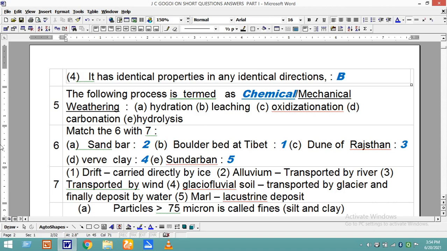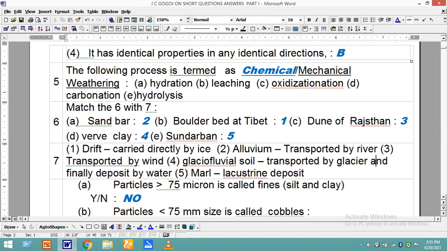Another is transported by wind. It is dune of Rajasthan. Another is glaciofluvial soil, transported by glacier and finally deposited by water. Bharv clay. Sundarban. This is lacustrine deposit. Marl, which is transported by water and deposited where velocity is almost 0.